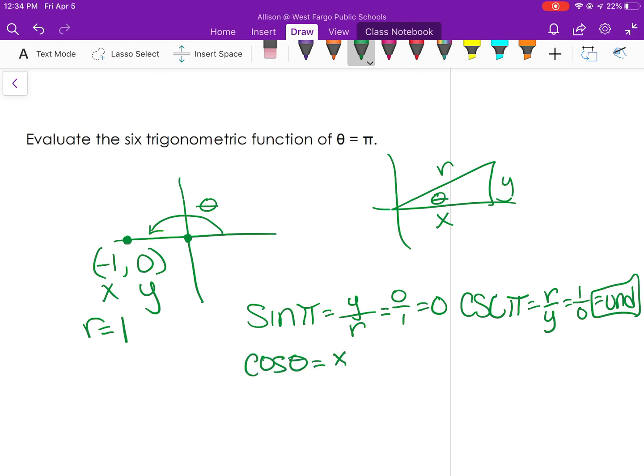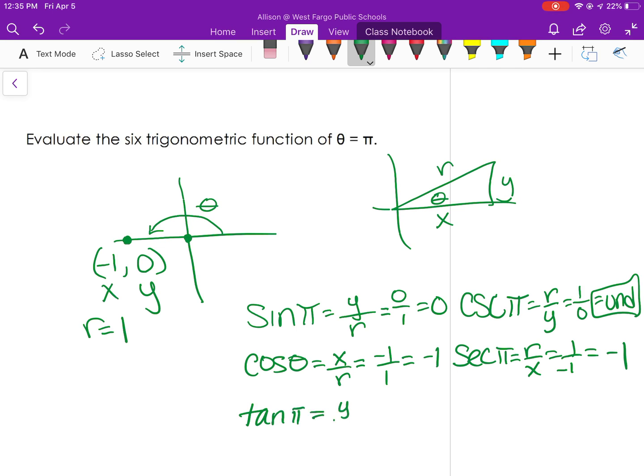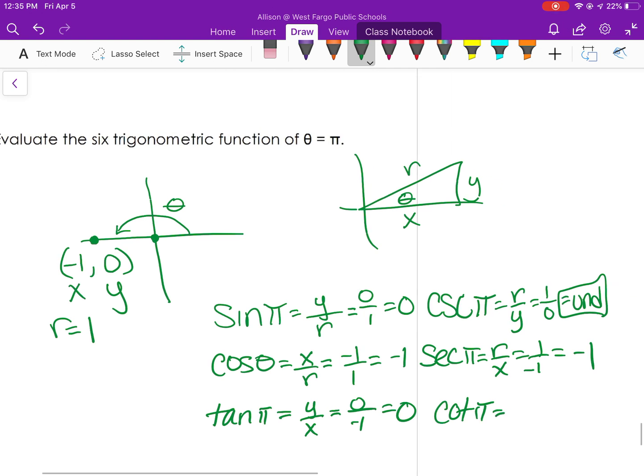Cosine of theta is adjacent over hypotenuse. So my x over r will be -1 over 1. So the cosine of pi is going to be -1. The secant of pi then would be r over x, which is 1 over -1. So the secant of 180 or pi radians is -1 as well. Tangent of pi is opposite over adjacent, so y over x. That's going to be 0 over -1, so 0. Cotangent of pi will be x over y, which is -1 over 0, so cotangent is undefined.